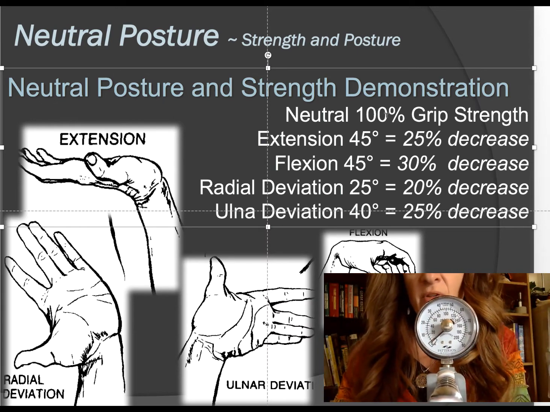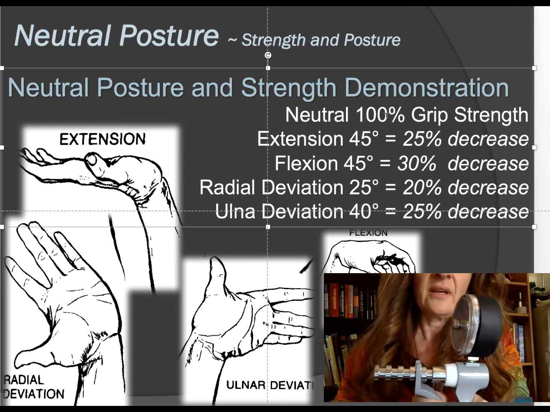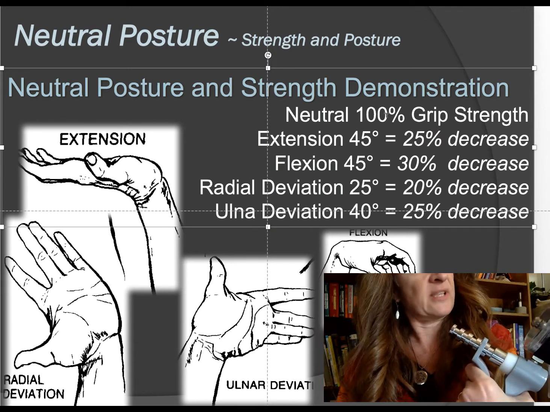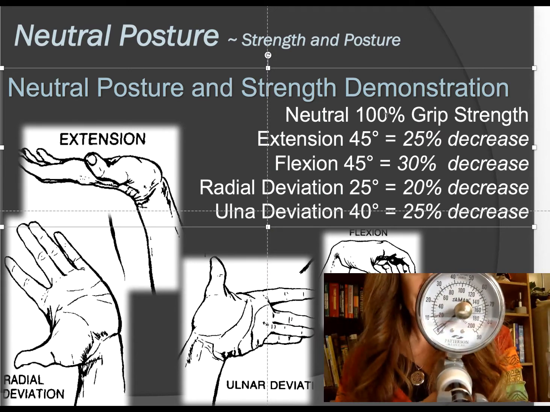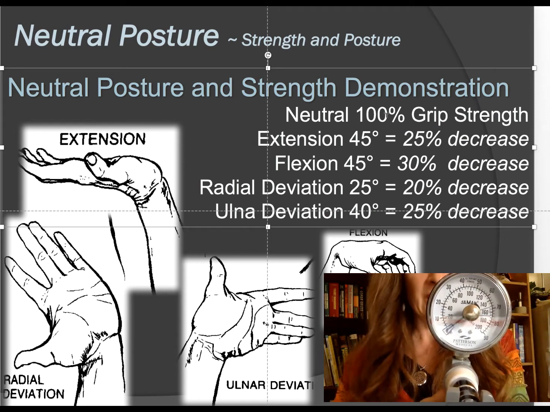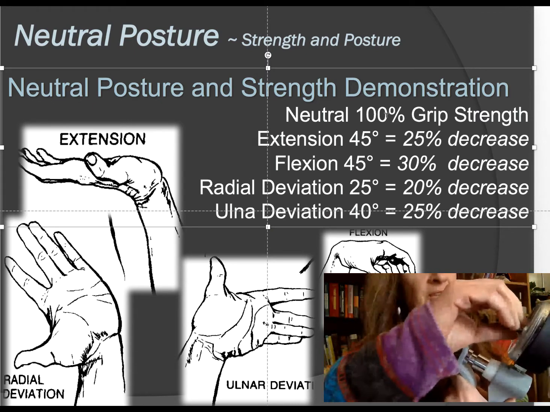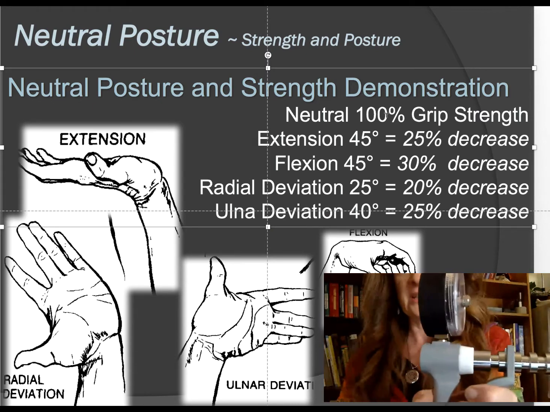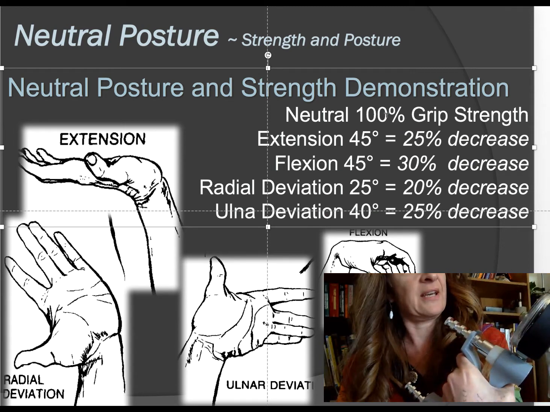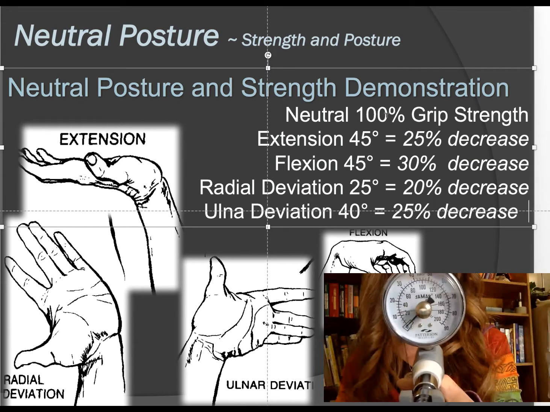So an awkward posture would be this flexion. So I'm squeezing again with as much force as I can. And you can see that I went from 70 pounds down to 20 pounds by putting myself in flexion. Quite a big change there from neutral posture to flexion. Now I'm going to put myself in extension. And I'm squeezing with as much force as I can. And I went from 70 pounds down to about 25 pounds.